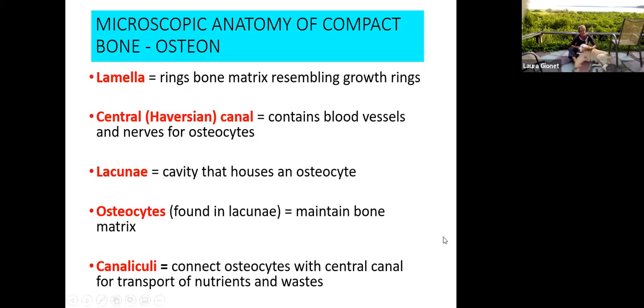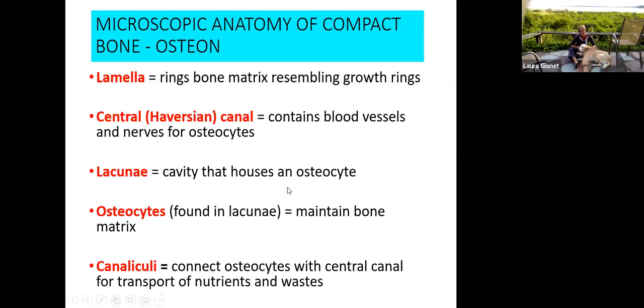Okay, so now we're going to look at the microscopic anatomy of compact bone, the osteon, the repeating structural unit of compact bone. There's a lot of terminology in every system. The rings that form the osteon are called lamellae. They're just called lamellae instead of rings. The big channel in the center is the central canal, sometimes referred to as a Haversian canal, that contains blood vessels and nerves. So they travel in a vertical direction.